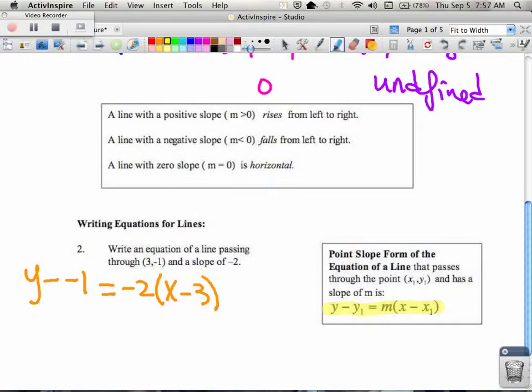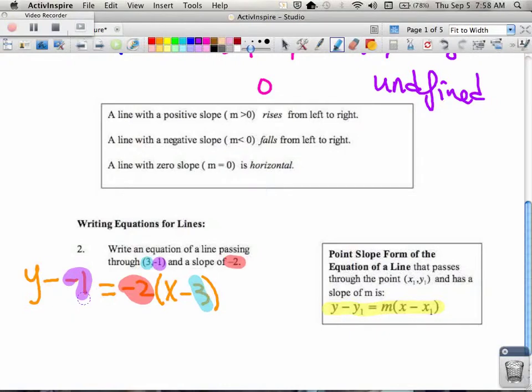And as I look at where these different pieces are coming from, the slope, which is negative 2, is in front of the parentheses. The x value 3 was in the parentheses after the minus sign. And the negative 1, which was the y value from the point, is with the y on the left side of the equation. Now what you probably did in the past in an Algebra 2 class is you probably moved that 1 over to the right hand side of the equation and you had y equal.